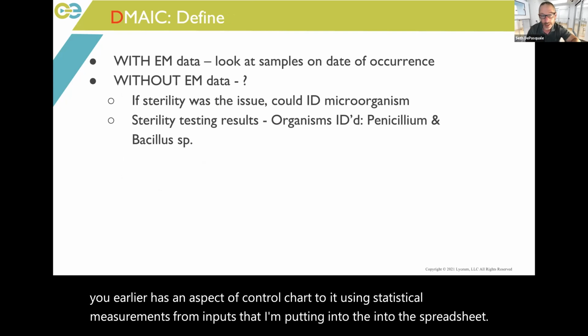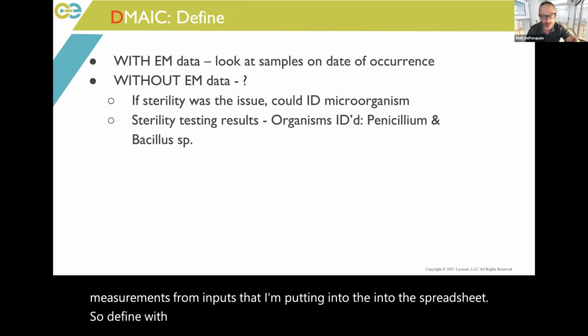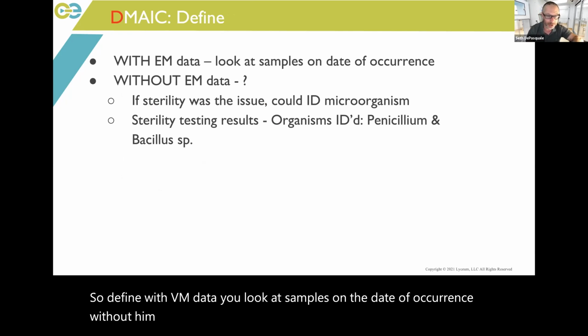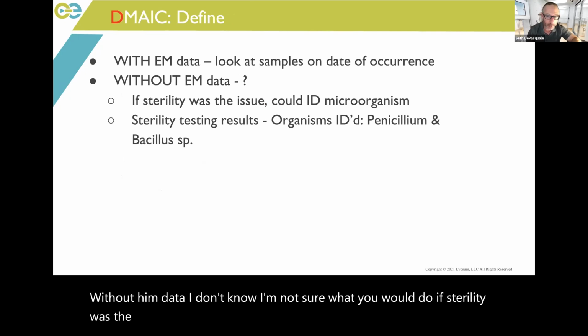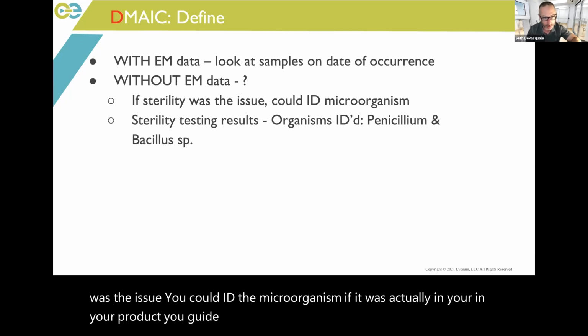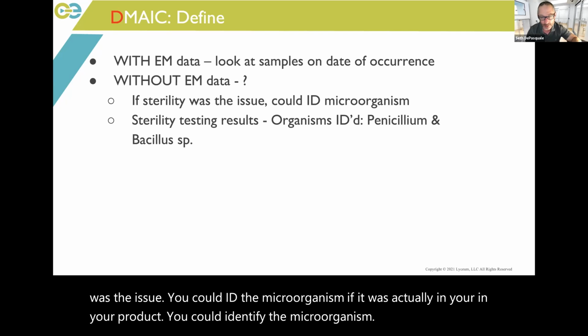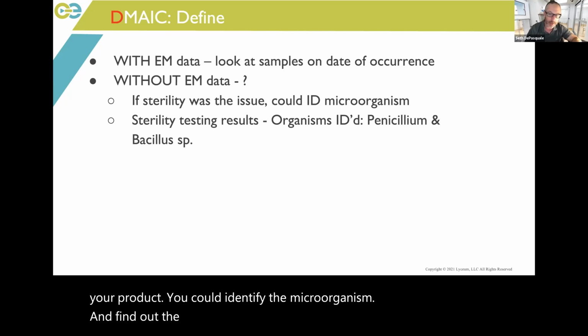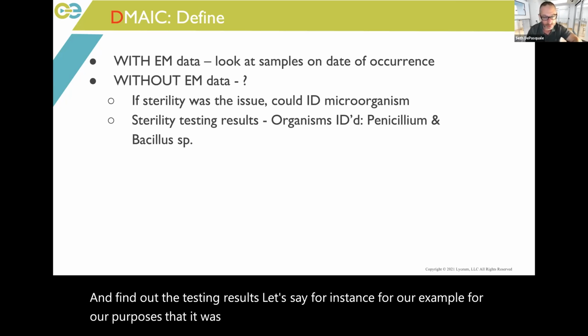So define with EM data, you look at samples on a date of occurrence. Without EM data, I'm not sure what you would do. If sterility was the issue, you could identify the microorganism. If it was actually in your products, you could identify the microorganism and find out the testing results. Let's say, for our purposes, that a Penicillium and Bacillus species were identified.